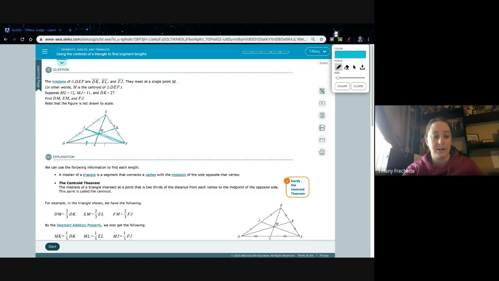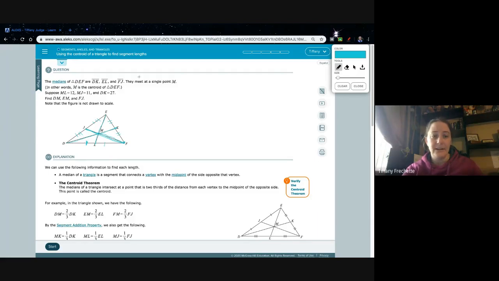So I use 2 tick marks here because DK cut EF in half since it's a median, or it goes to the midpoint. So that means that EK and FK are the same length. But they're not going to be the same length as over here. It doesn't mean they can't, but that's not a relationship. And then the same thing over here. So the reason I'm using different tick marks here is 1 to 1, 2 to 2, 3 to 3. So it just shows you which ones match right away.